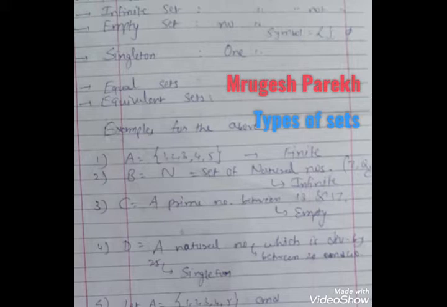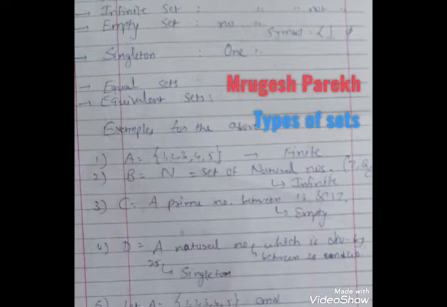Then equal sets means that if we have two non-empty sets, both sets have the same elements and the number of elements is also the same, then we say that they are equal. And if both are empty sets, then they are also equal sets. And equivalent sets means that any two non-empty sets have an equal number of elements, but the elements are not equal, then they are equivalent sets.